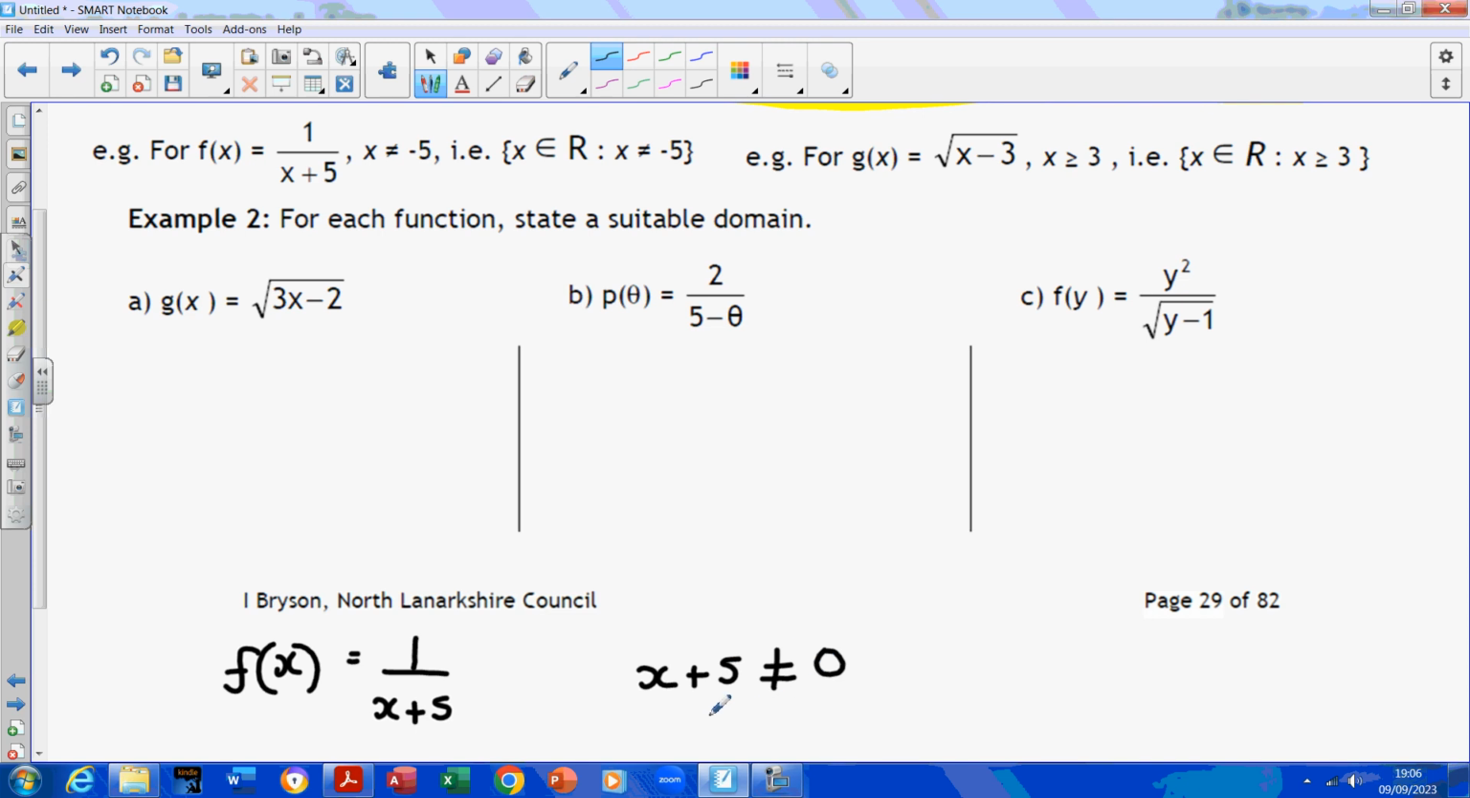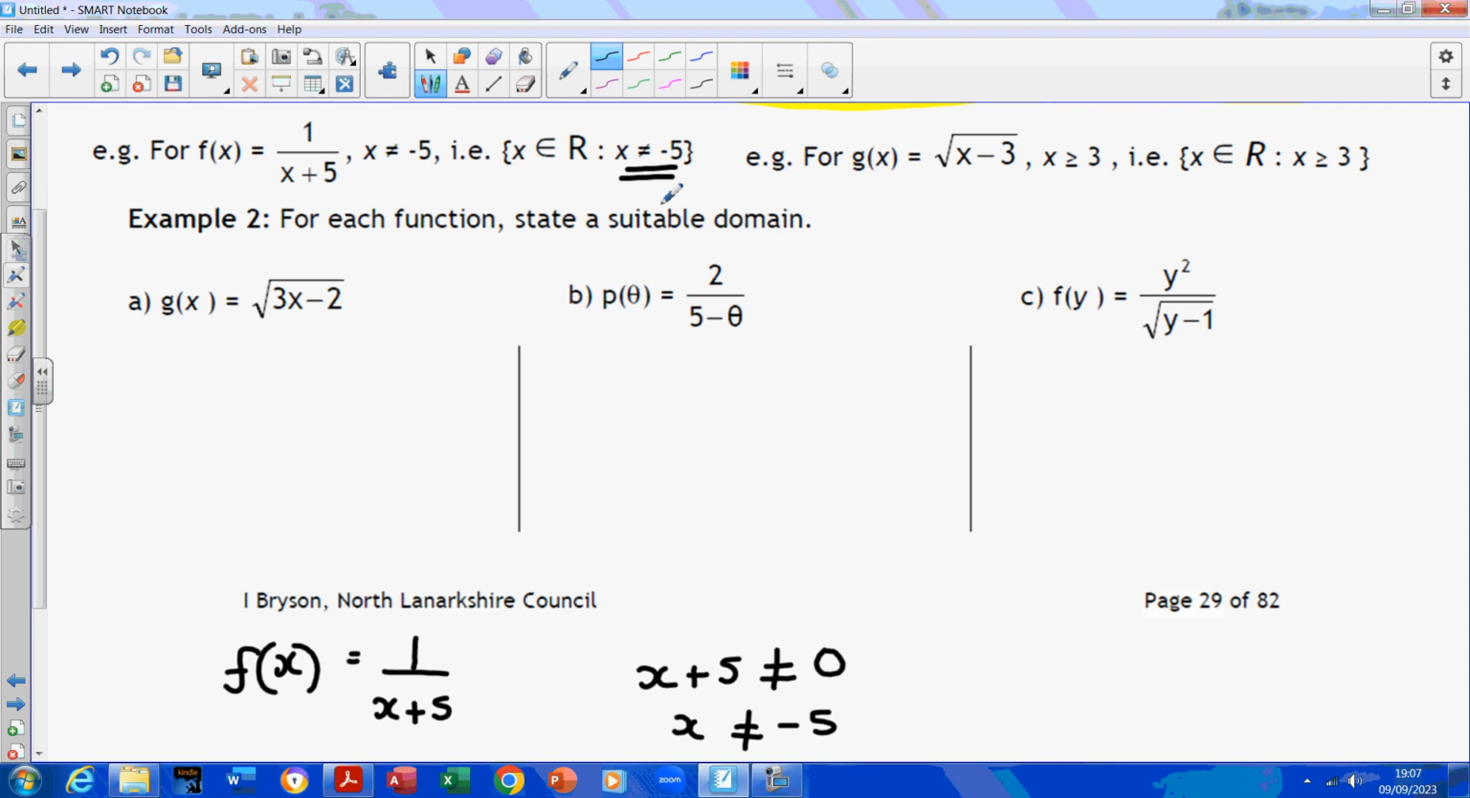We solve that wee equation just the same way as if it was an equal sign. Take 5 off both sides. So x cannot be equal to -5, and that's what's written there. You don't need to worry about all that. That just means x is a member of all the real numbers, x is not equal to -5. That's the important bit.